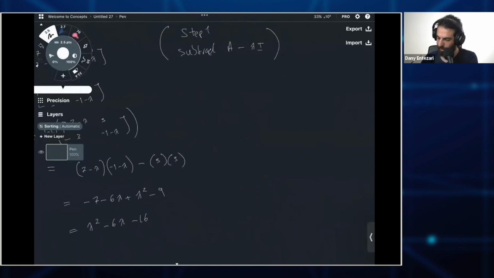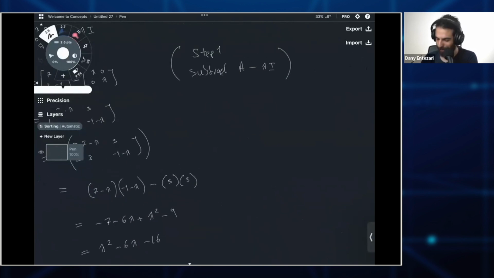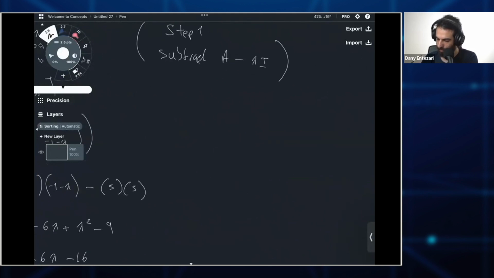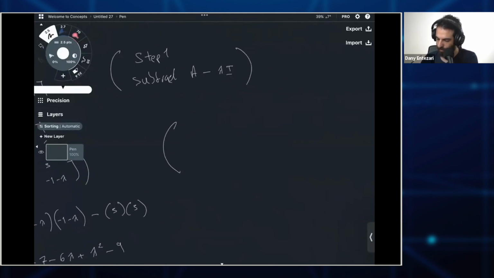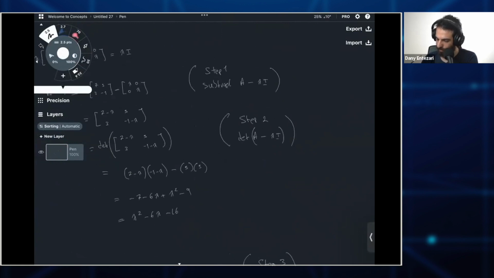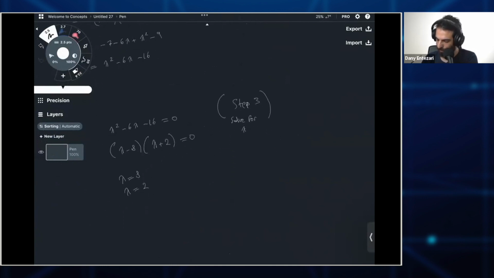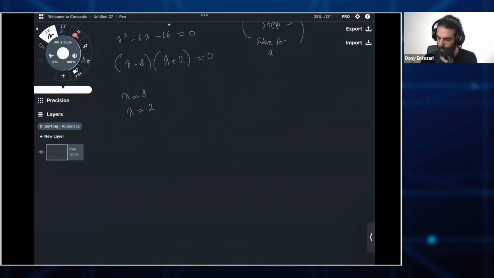Do excuse me for my handwriting. This is why I use LaTeX, to avoid having to correct myself continuously. Step 2 would be the determinant. Step 2 would be the determinant of that. By the way, I will write this all down in LaTeX, so you don't have to look at this. It's just faster for me to do this by writing.